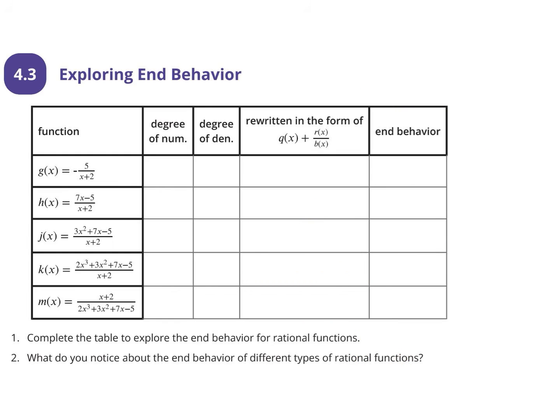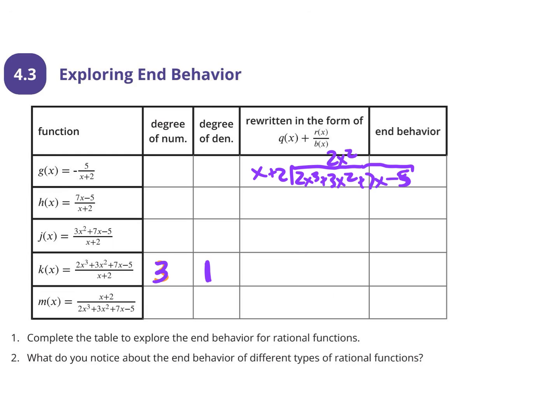Okay, for k, we see that the degree of the numerator is 3. The degree of the denominator is 1. Let me change colors. So this should be 3 and 1. So now we're going to have to long divide this. x plus 2 into 2x cubed plus 3x squared plus 7x minus 5. I like how they're using the same polynomial. They're just adding a new first term.